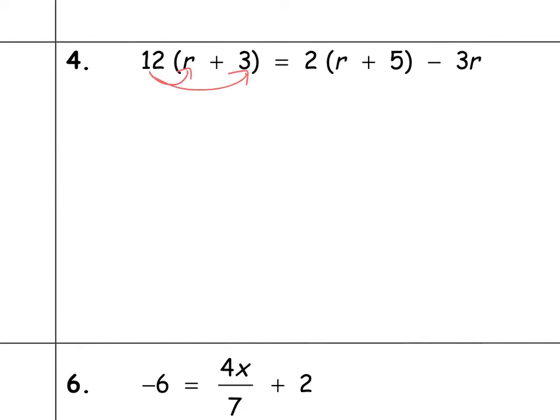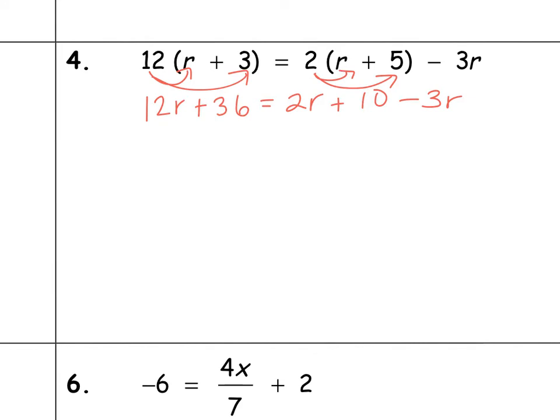So 12 times r is 12r. 12 times 3 is 36. Over on the right side of the equation, I'm going to have to distribute my 2. So we have 2 times r is 2r, plus 2 times 5 is 10, and I still have my minus 3r. So first step, apply the distributive property. Second step, clean it up, so combine the like terms on either side.